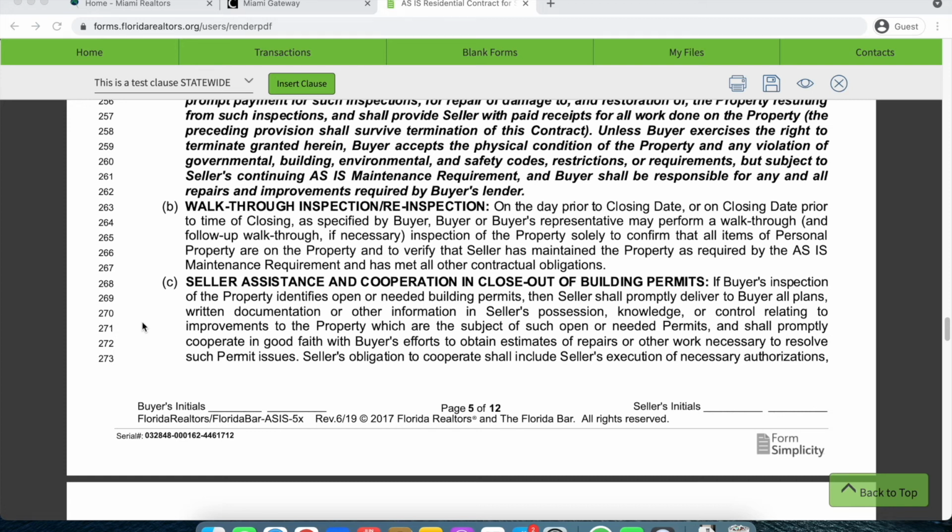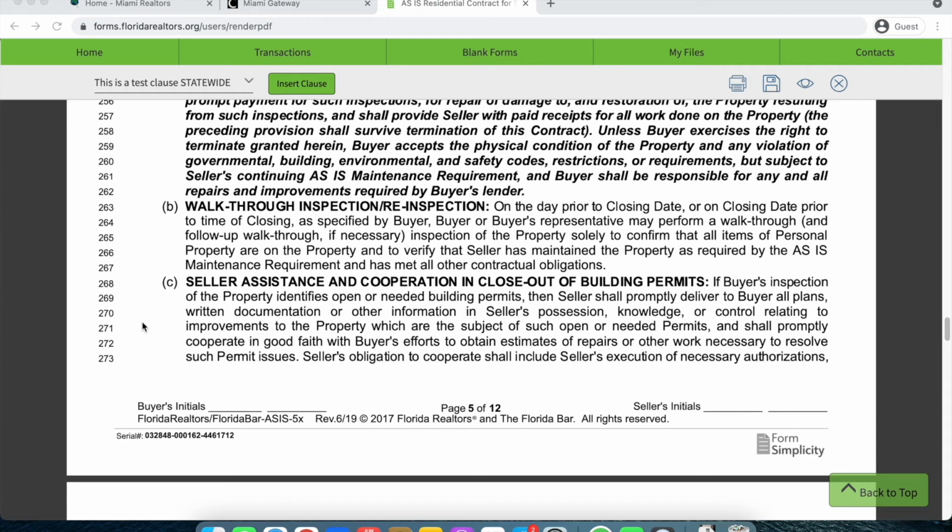Walkthrough, inspection, and reinspection. Okay. This walkthrough inspection is very important, and please don't ever forego it, because there have been cases where a walkthrough hasn't been done, and then they go to the property after closing, the appliances aren't there, something's broken, fans are missing. So I always do that walkthrough.